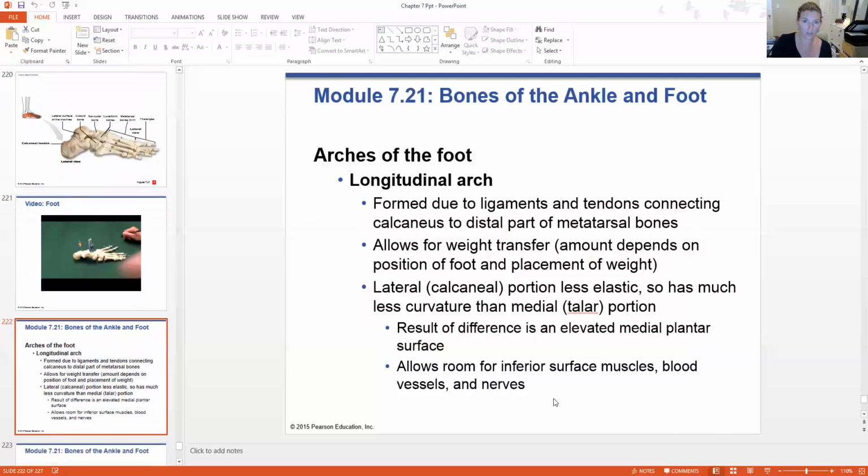Let's talk about arches of the foot. There's a longitudinal arch, which is formed because of ligaments and tendons connecting the calcaneus to the distal metatarsals. It's allowing for the transfer of weight. There's a lateral, less elastic portion, which has much less to do with the curvature than the medial portion.